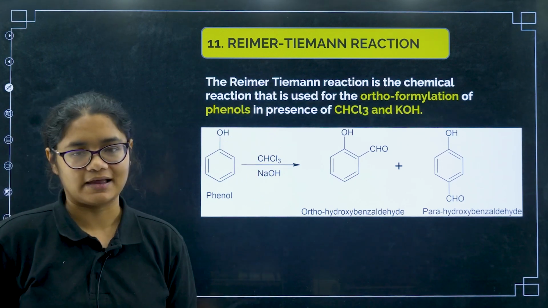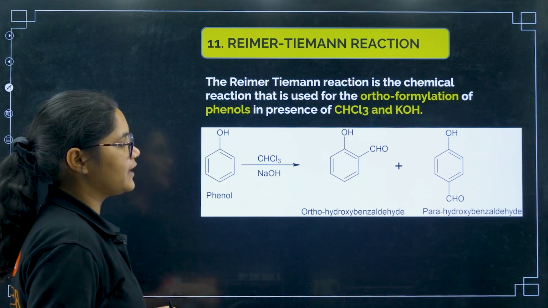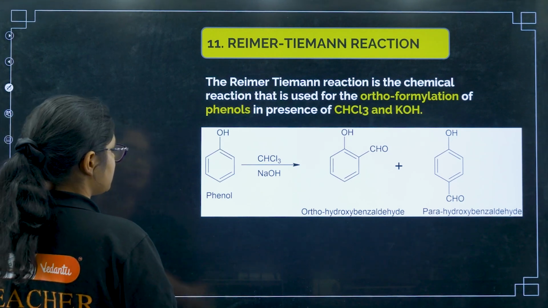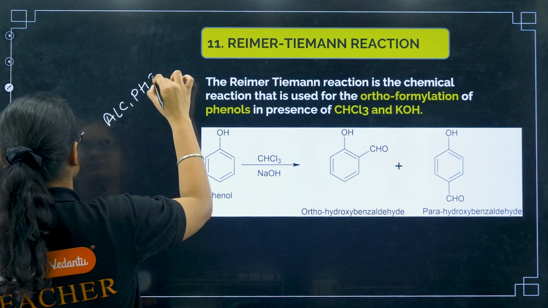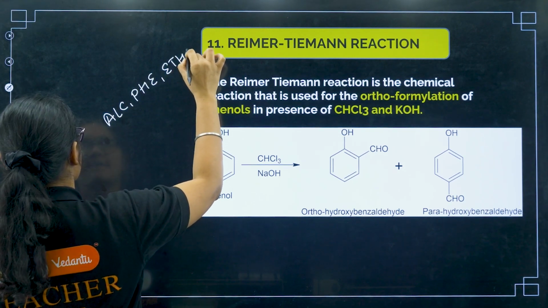And then you have to write one example. So this is Reimer-Tiemann reaction, again from your chapter, which one? Phenol, right? It is from alcohols, phenols and ethers.